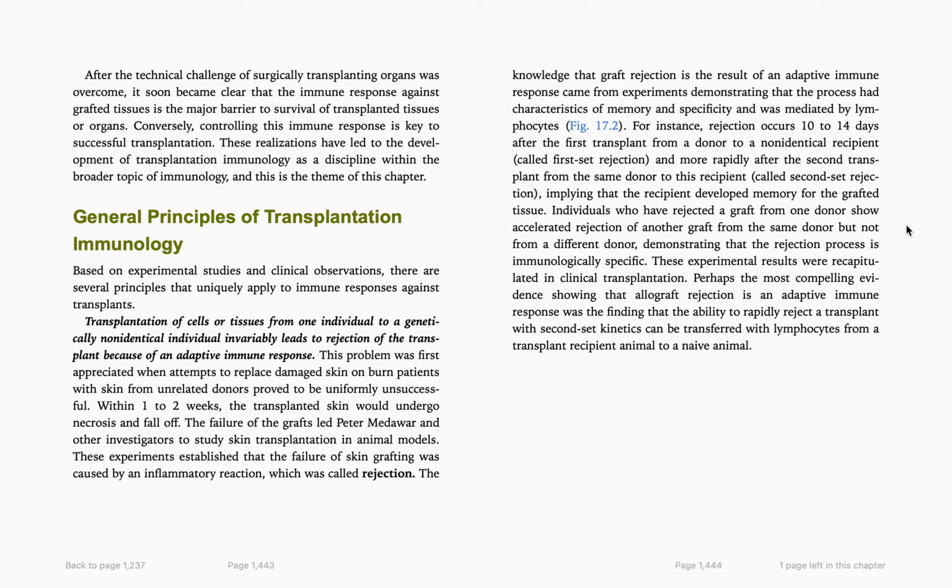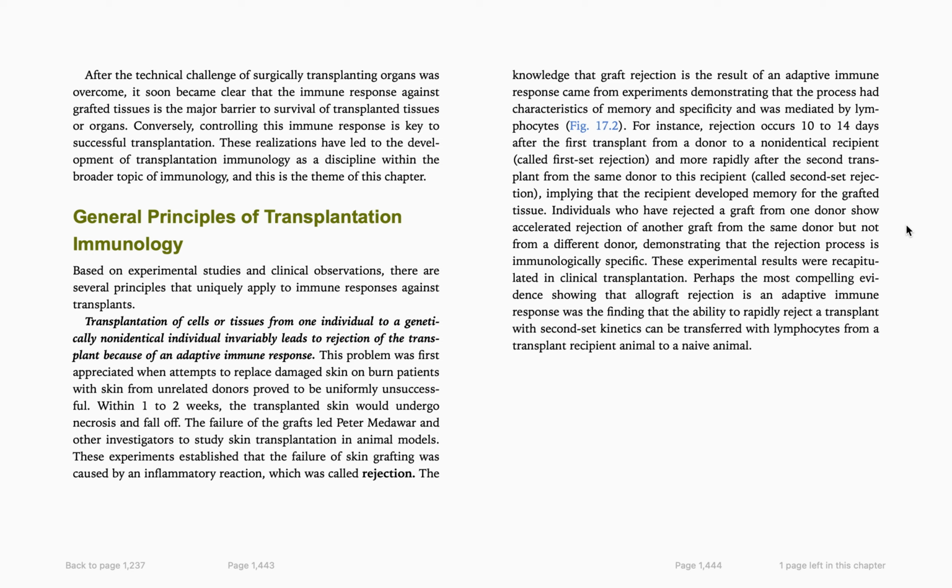For instance, rejection occurred 10 to 14 days after the first transplant from a donor to a non-identical recipient, called first set rejection, and more rapidly after a second transplant from the same donor to this recipient, called second set rejection, implying that the recipient developed a memory for the graft tissue. Individuals who have rejected a graft from one donor show accelerated rejection of another graft from the same donor but not from a different donor, demonstrating that the rejection process is immunologically specific.